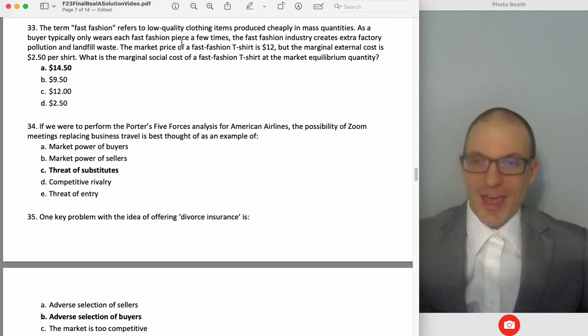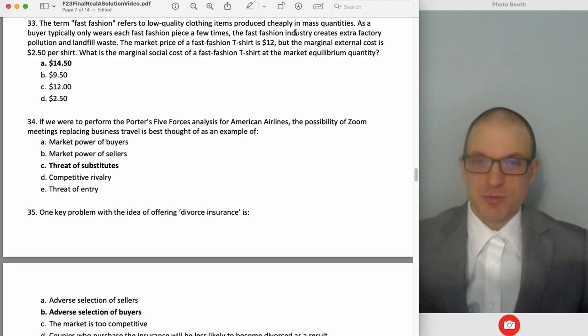The term fast fashion refers to low-quality clothing items produced as cheaply as possible in mass quantities. As a buyer typically only wears each fast fashion item a few times, the fast fashion industry creates extra factory pollution and landfill waste. The market price of a fast fashion t-shirt is $12. The marginal external cost is $2.50 per shirt. What's the marginal social cost?